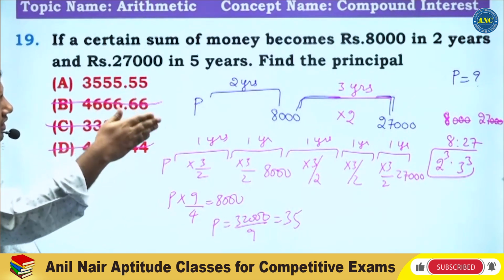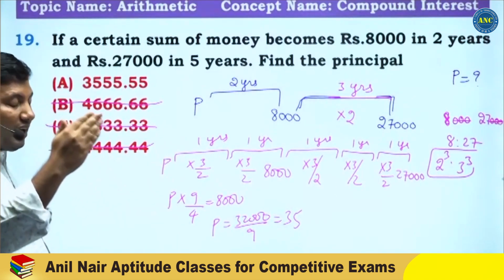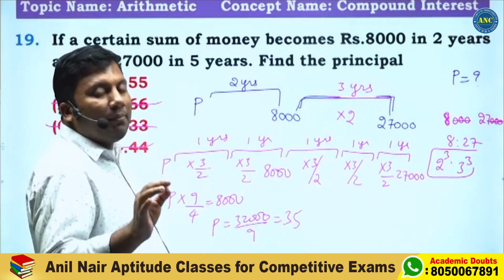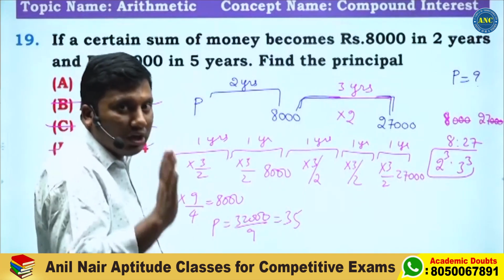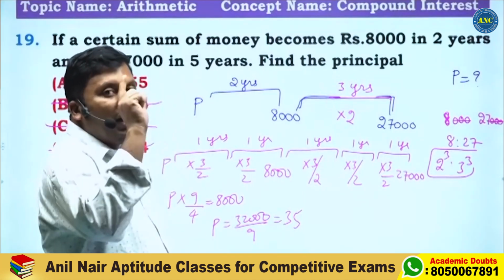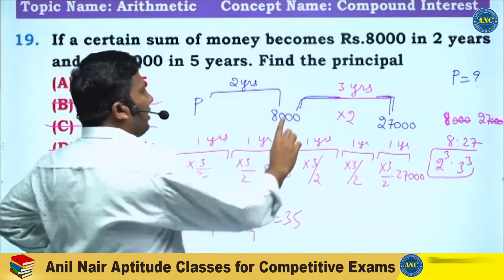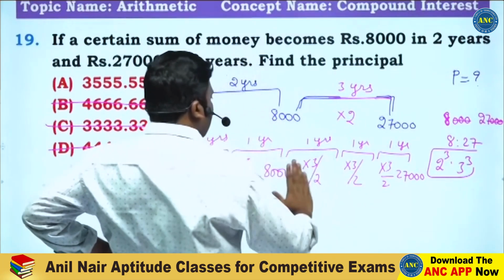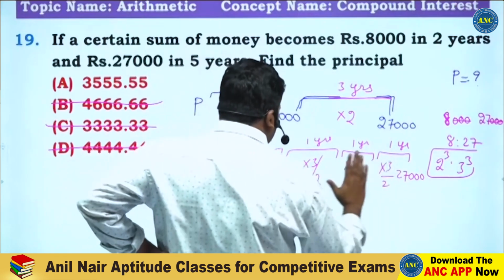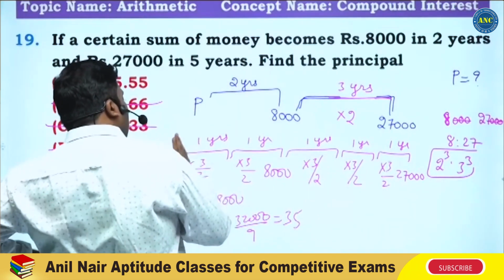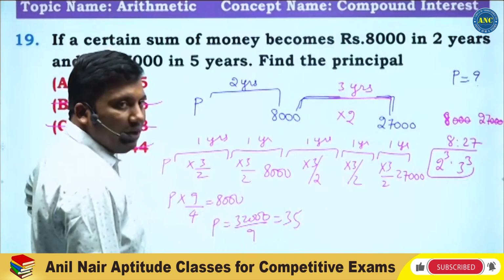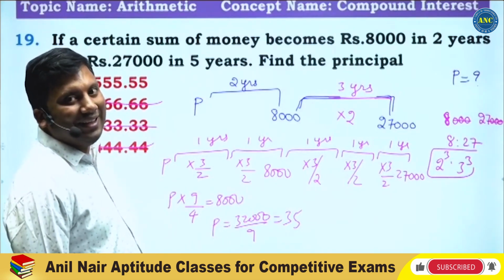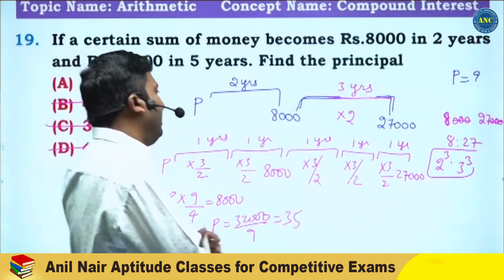8,000 is becoming 27,000. Multiplication factor is 27 by 8. 27 by 8 is 3 by 2 whole cube. 3 by 2 is multiplied 3 times. That means 3 years should be equally distributed in 3 times. Into 3 by 2, into 3 by 2, into 3 by 2. So 2 years also equally divided. Into 3 by 2, into 3 by 2. I hope the idea is clear.